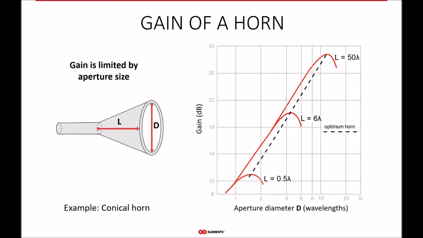And there is also a black dashed line in the graph. That one tells us what D needs to be to achieve the maximum possible gain of a horn. And this is why there is a hill on each of these curves, this small bump. The top of the bump marks the so-called optimum horn, which tells us that for a given length, this is the maximum gain you can achieve.